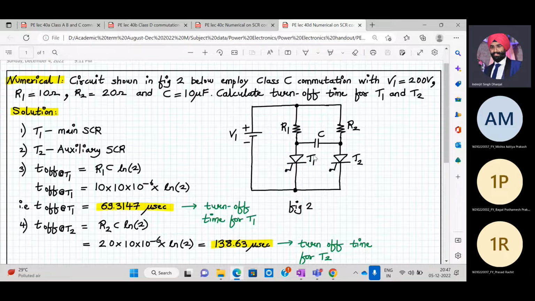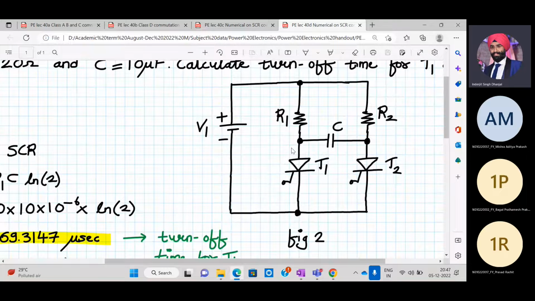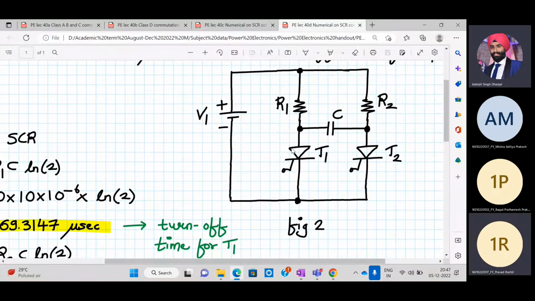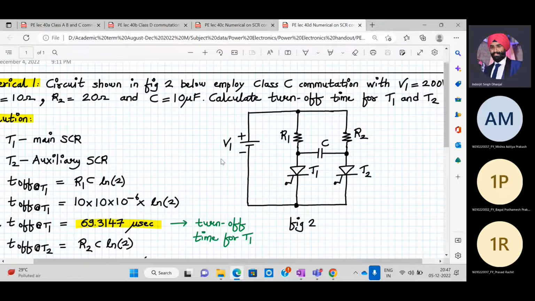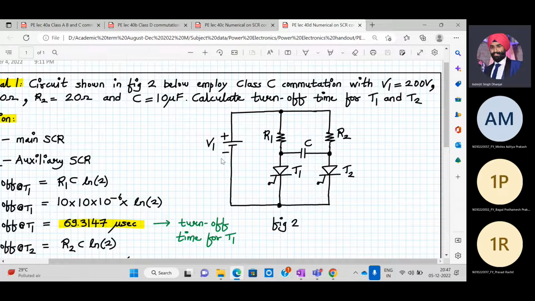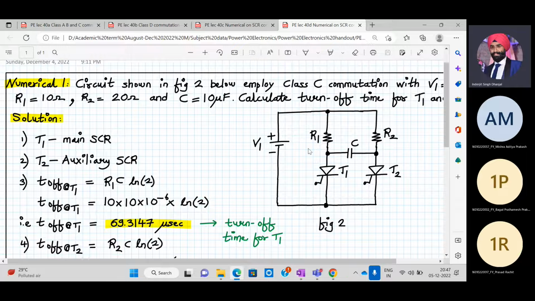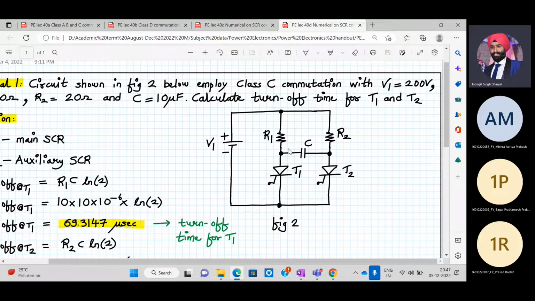Can you identify which commutation this is? Yes, correct. Complementary commutation. You remember, T1 turning on will turn off; in order to turn off T1, you have to turn on T2, and in order to turn off T2, you have to turn on T1. So this is my complementary commutation. So here we have V1 as 200 volt, R1 is 10 ohms, R2 is 20 ohms, C value is 10 microfarad. Calculate the turn off time for T1 and T2.